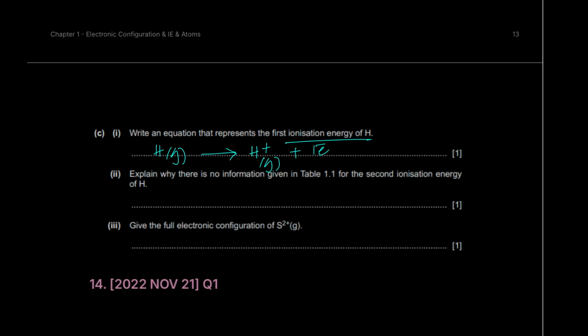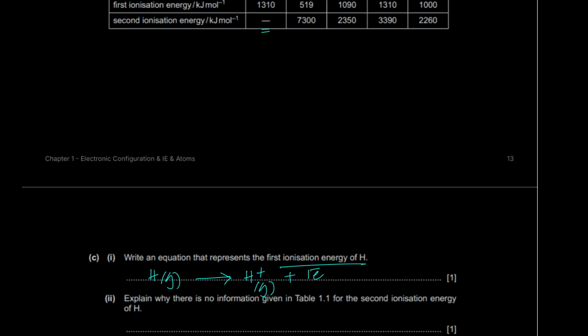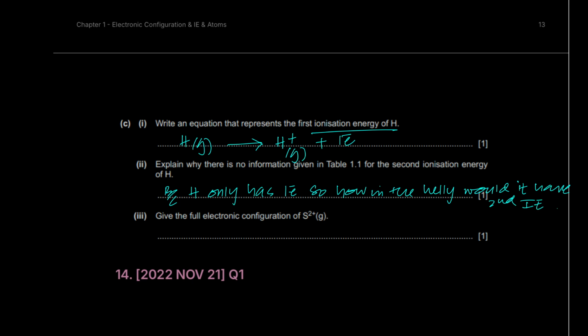Explain why there is no information given in table 1.1 about the second ionization energy of hydrogen. Why? Because hydrogen only has 1 electron in totality. It cannot undergo a second ionization energy because hydrogen only has 1 electron. So how in the hell, examiner, would it have a second ionization energy? And that's the correct answer for it. Please just don't write how in the hell, but fine.